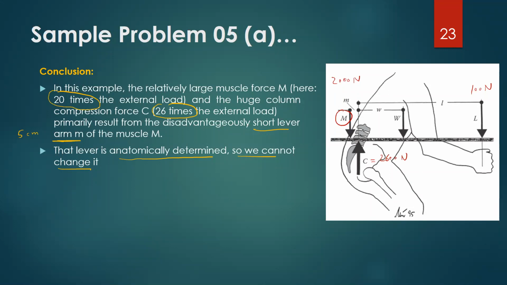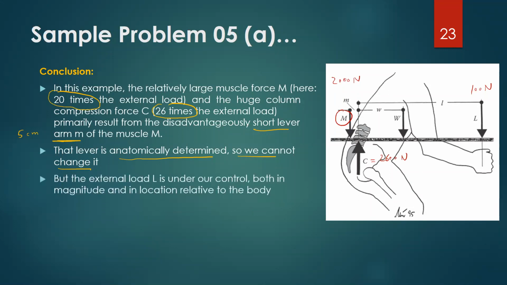But a couple of things are actually in our control. One of them is the load itself, the external load. This load of 100 newtons is in our control. And its location from the body is also in our control.